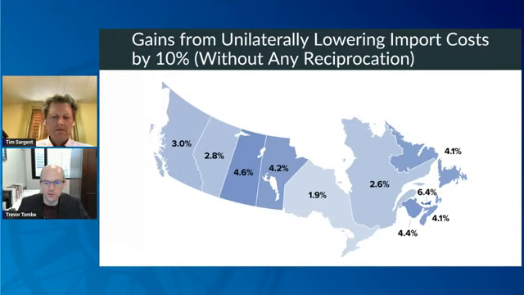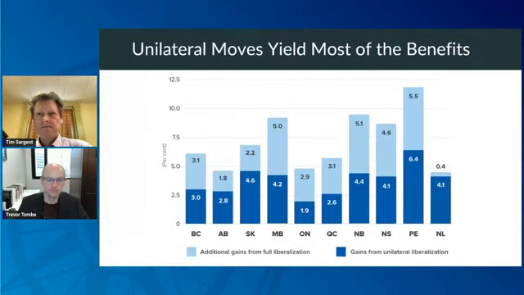Smaller provinces, notice, in Atlantic Canada or Manitoba and Saskatchewan, they have bigger gains, significantly larger gains from easing unilaterally the cost of buying from another province, with PEI topping the list at each percentage point reduction in import costs, boosting its economy by about 0.6%. For many provinces, this is also a majority of the available gains that can be achieved through full liberalization involving all provinces and territories working together.